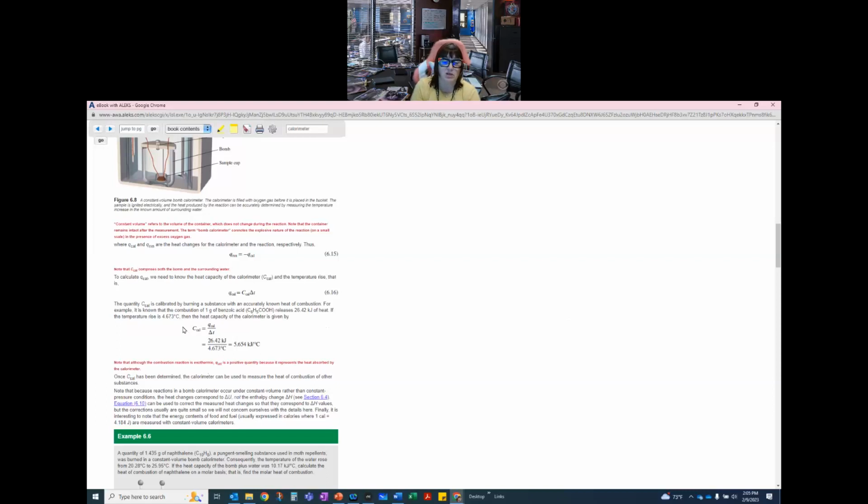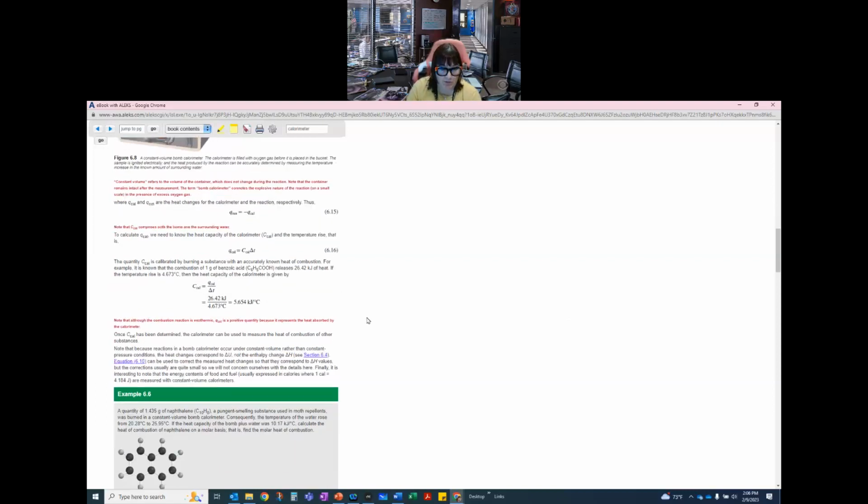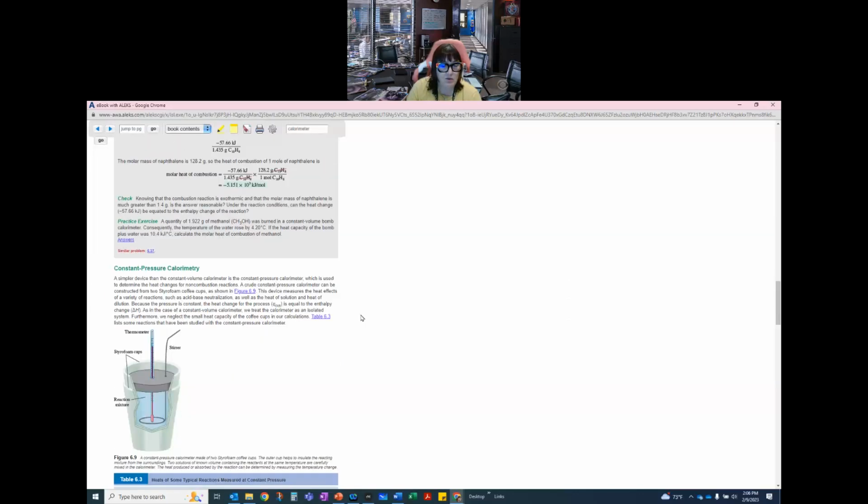So if we know what the heat of combustion is, and we know what the change in temperature is for this particular thing, it allows us to calculate that C-cal. Okay, so then we know that there's a constant for the calorimeter, which is C-cal, which we can then use moving forward. This is done before you buy a bomb calorimeter so that they come calibrated. Okay, that's one portion of this.